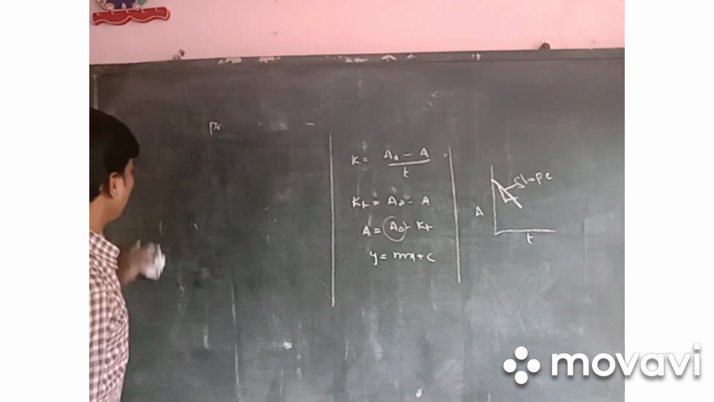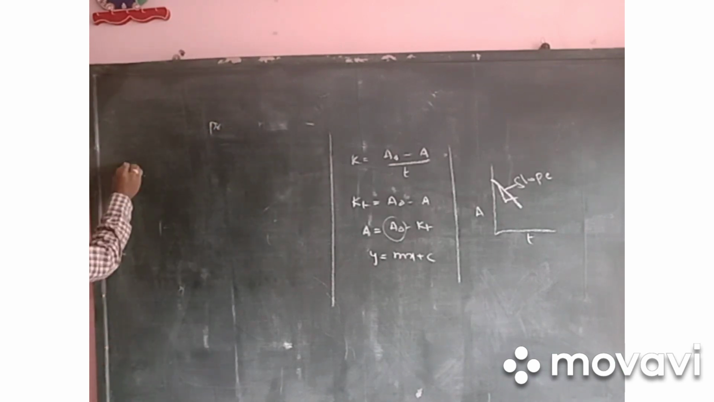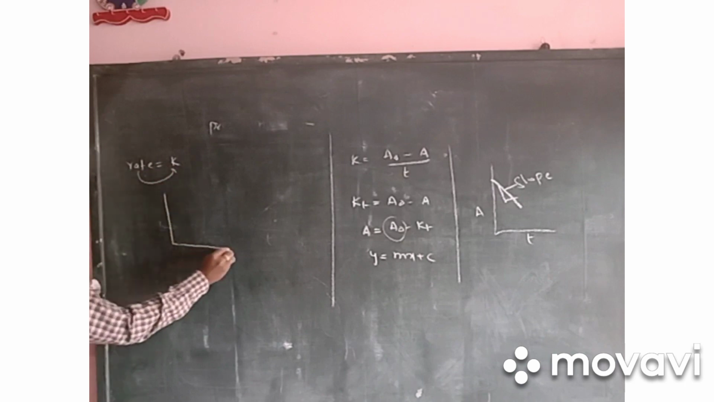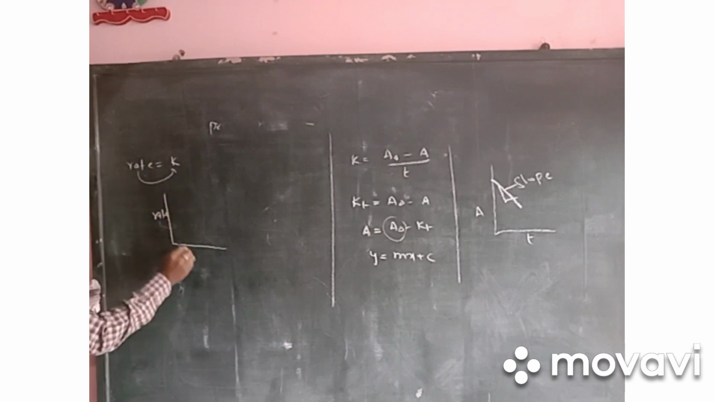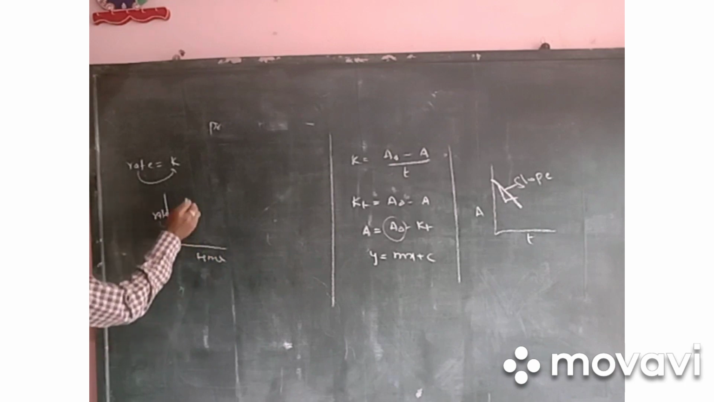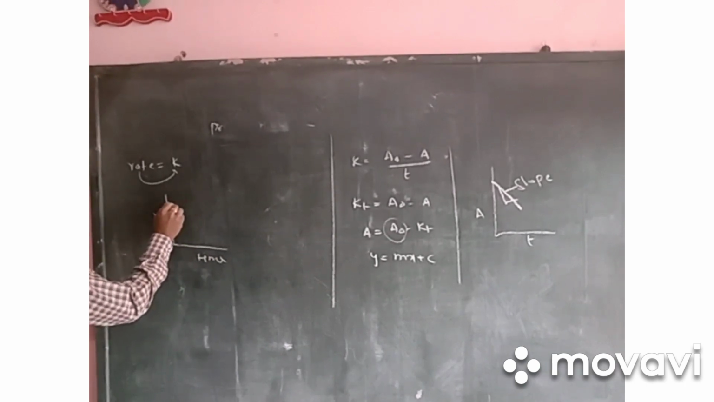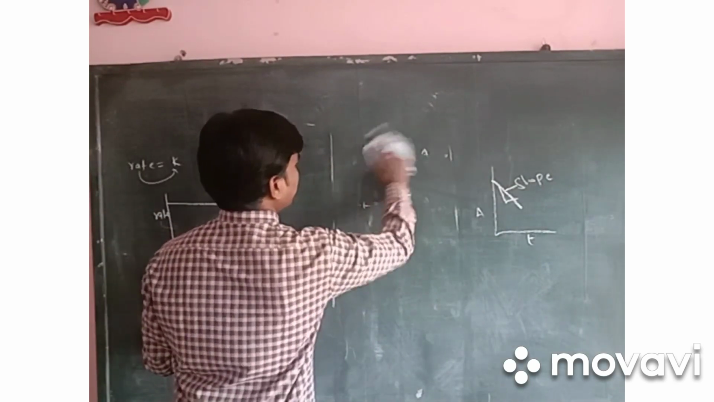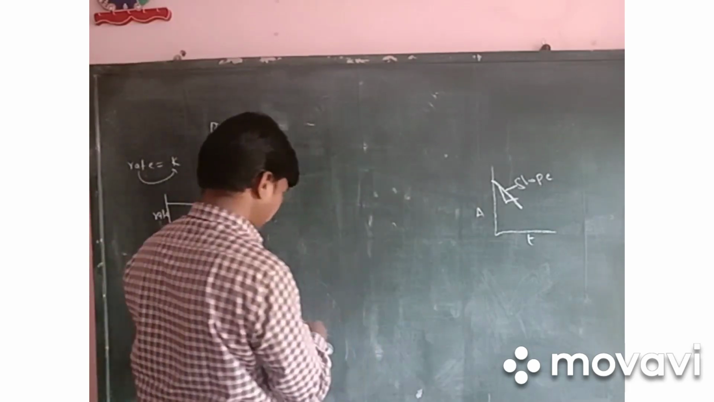zero order reaction. According to zero order reaction, rate is equal to k. Rate is equal to k means the rate value will be constant, right? So here I am taking rate, here time. So rate and time will be constant like this. Rate will be constant with respect to time. So these are the different types of graphs.